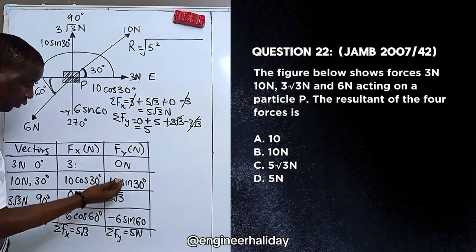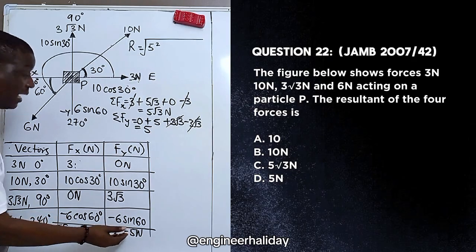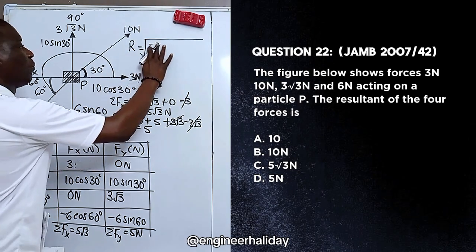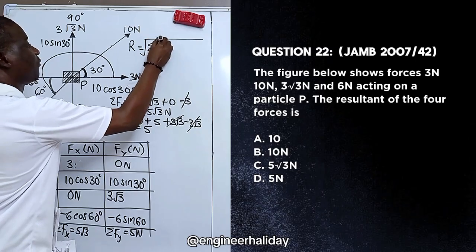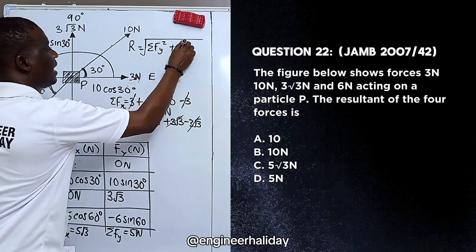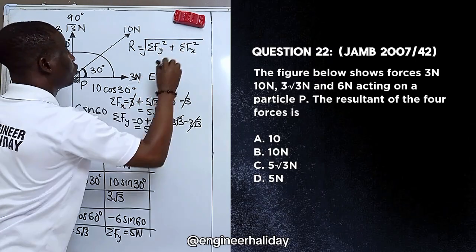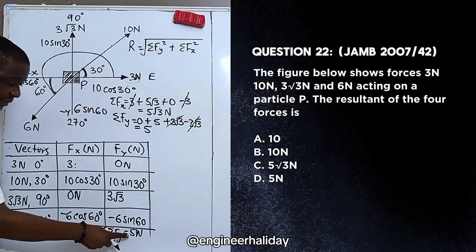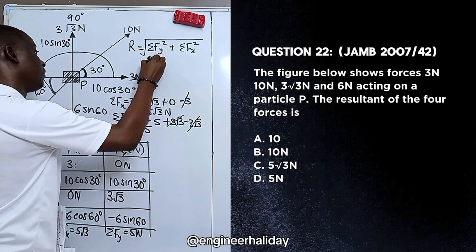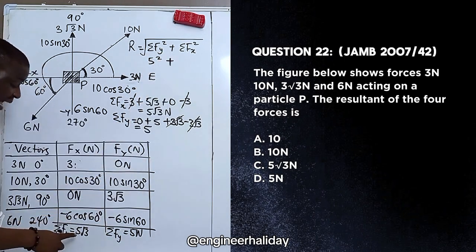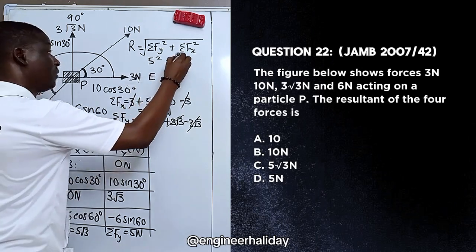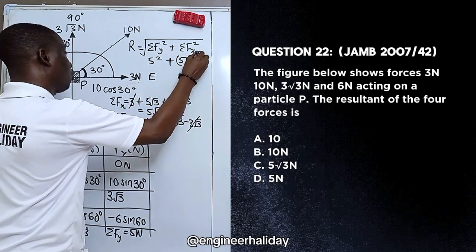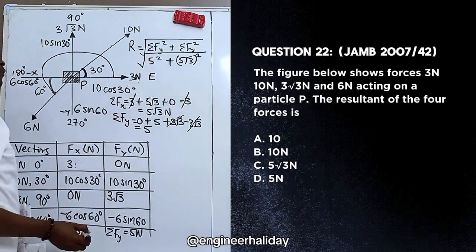I'm trying to check something here. If you add this one and this F of x, because the resultant first normally is what? Square root of F of y squared plus F of x squared. I want to make sure that we are correct. Now, this F of y squared is 5 squared, plus F of x squared is 5 root 3, all square root of everything.